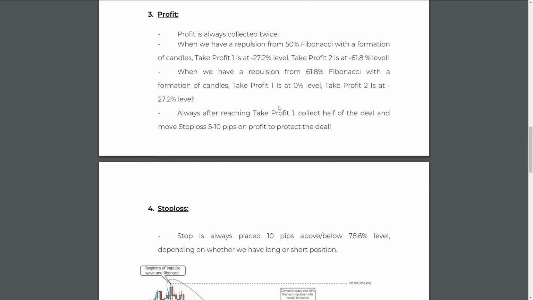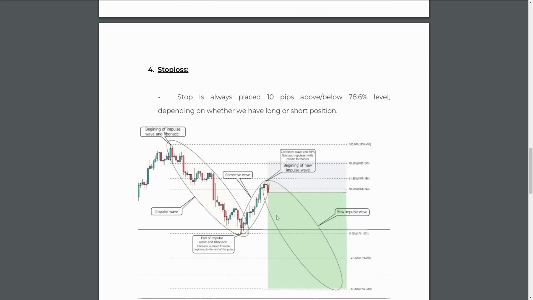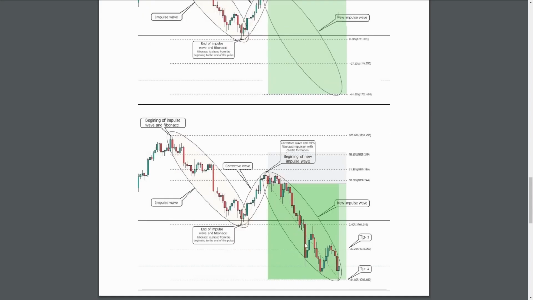When and where is the profit collected? The profit is always collected twice. In this strategy, in fact, in almost all other strategies, we will collect take profit twice. At the 50% Fibonacci retracement, with a formation of candles. Again, I repeat it to you because it is extremely important to remember it. Take profit 1 is at the level of 27.2.